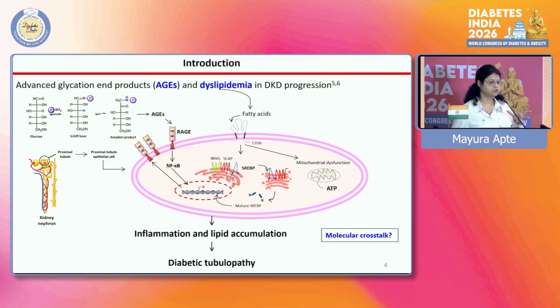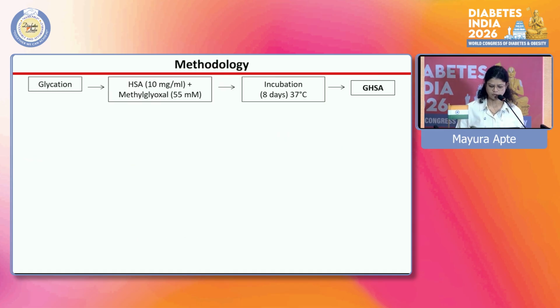However, the molecular crosstalk between glycation and lipotoxicity that is responsible for diabetic tubulopathy is not yet known, and that is the need of the hour. So for that, we glycated HSA, human serum albumin, the abundant plasma protein, with methylglyoxal, the glycating agent, to produce glycated HSA, that is GHSA.